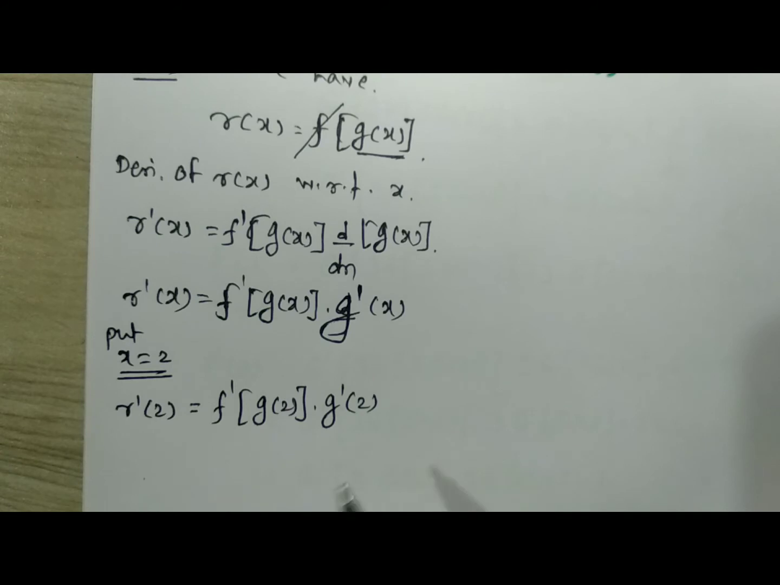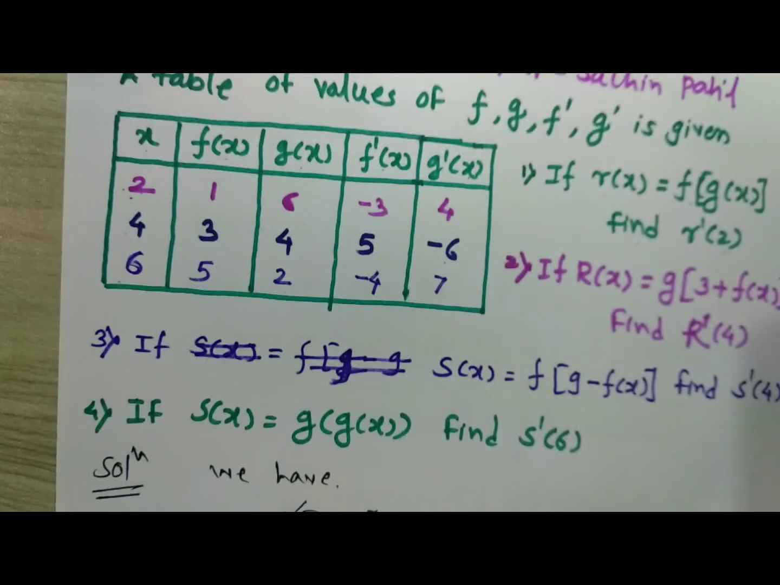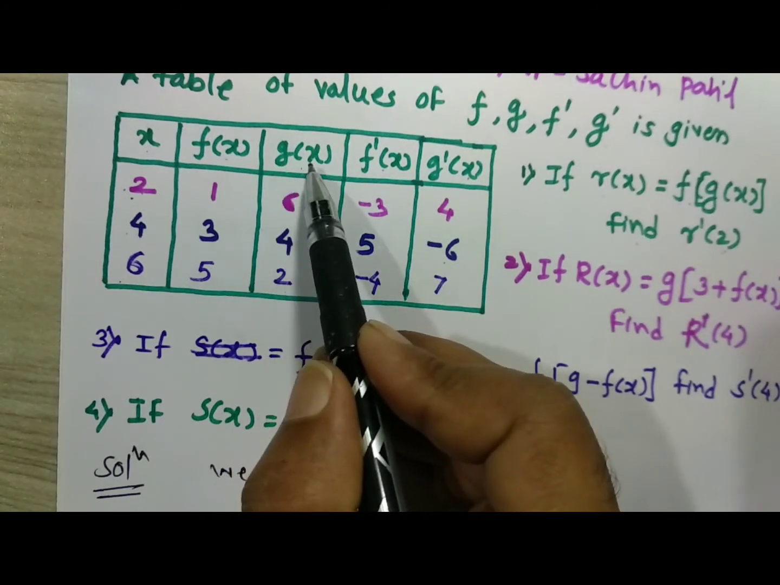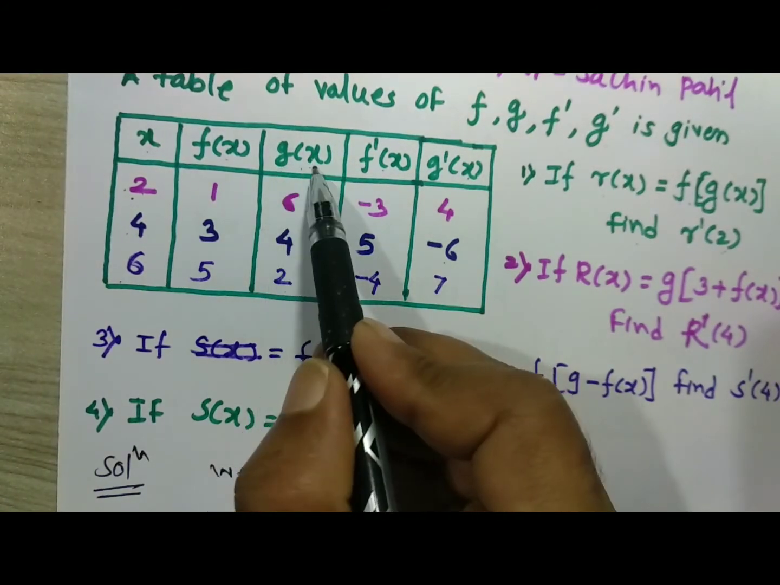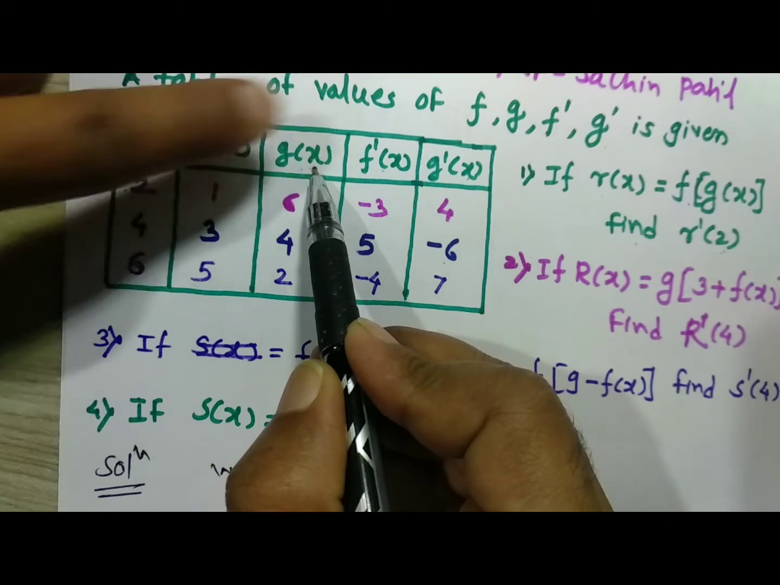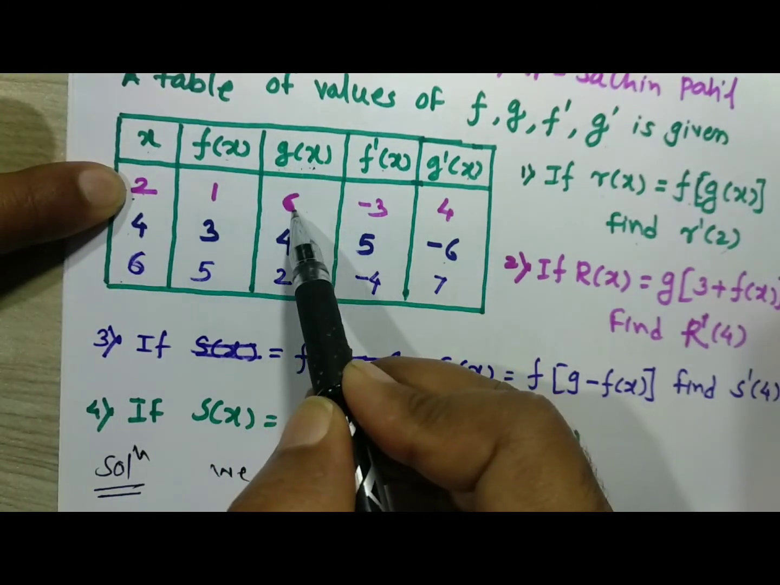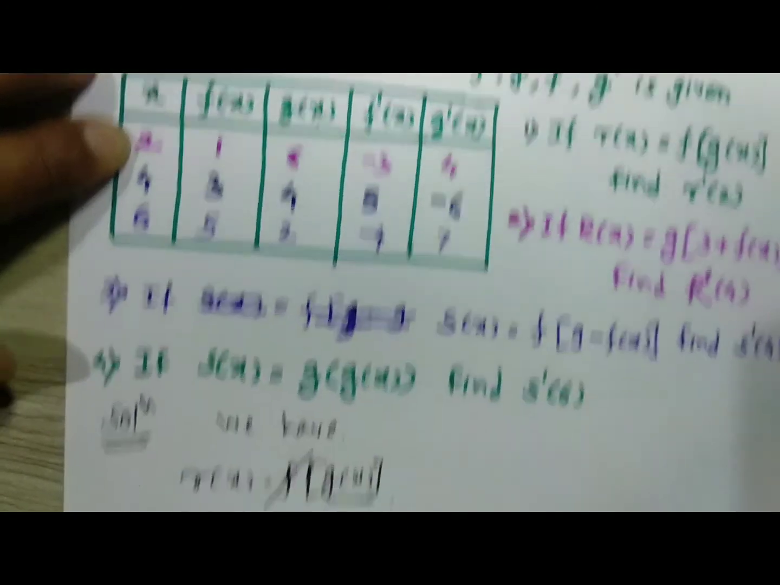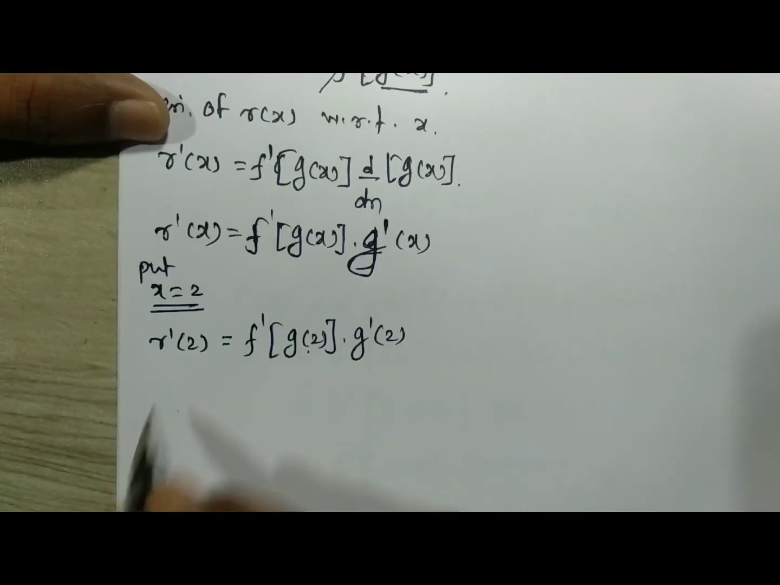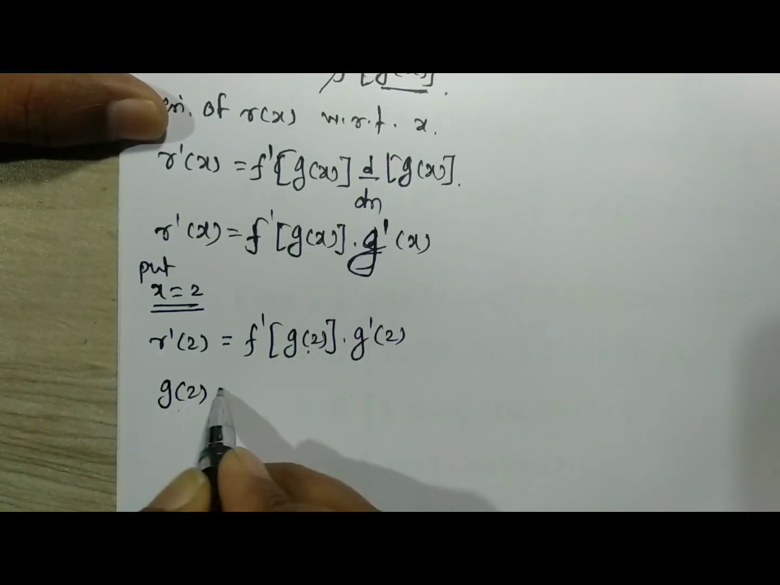Now, by using the table, you want to find the values of g of 2 and g dash 2. First, going with g of 2, we move inside the g function. G of 2 means x is equal to 2, and therefore g of 2 is equal to 6. So we will get g of 2 is equal to 6.